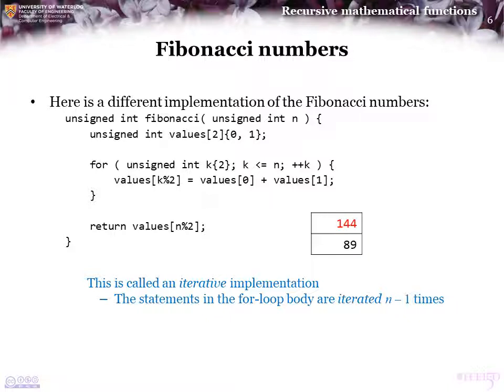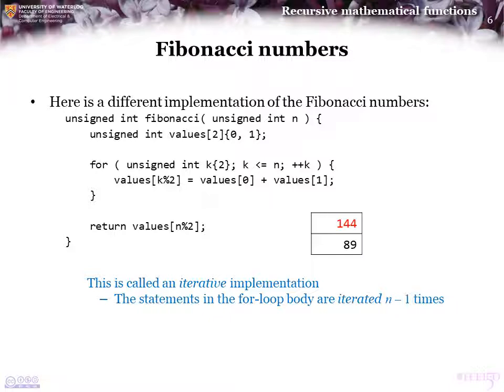Well, at this point, k is equal to 12. And the reason that 144 was stored in index 0 is because 12 mod 2 is equal to 0. Now the for loop completes because after this k is assigned the value 13, which is greater than the value 12, so the loop stops and we return the entry in 12 mod 2, which is entry 0. So we return the value 144, which is the 12th Fibonacci number.